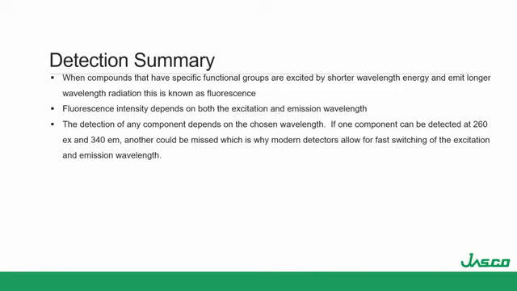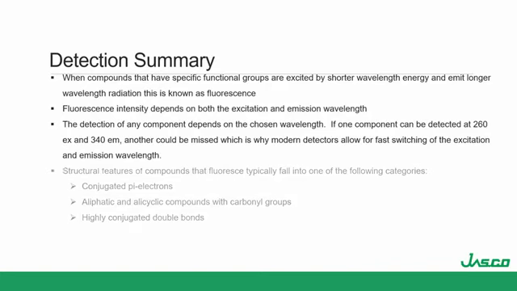So if one component can be detected at, say, 260 nanometers, or excited at 260 nanometers and emits at 340 nanometers, another component could be missed if you're not sitting on the correct excitation and emission for that particular component. So that's why modern detectors need to be able to sit on more than one set of conditions and also be able to switch conditions very rapidly. Some structural features of compounds that fluoresce typically fall into one of the following categories: conjugated pi electrons, aliphatic and alicyclic compounds with carbonyl groups, and highly conjugated double bonds.